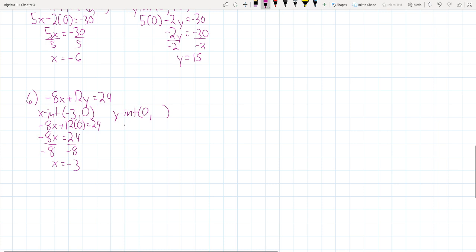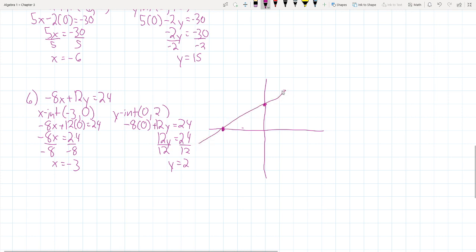For the y-intercept, I go negative 8 times 0 plus 12y equals 24. This leaves me with 12y equals 24. I divide both sides by 12 and I get y equals 2. So on my graph, I can graph these 2 points and I'll have an answer. So negative 3, 0, so 1, 2, 3, 0, there's one spot. 0, 2, I go up 2, just like that, and then I connect the line, just like that.